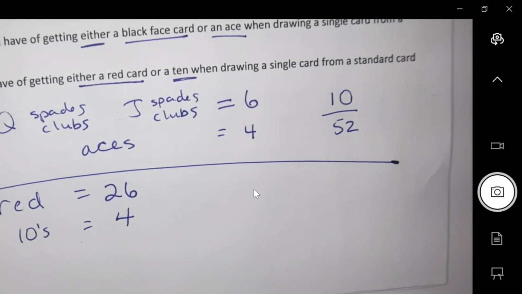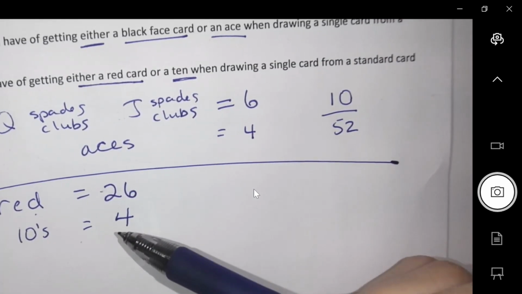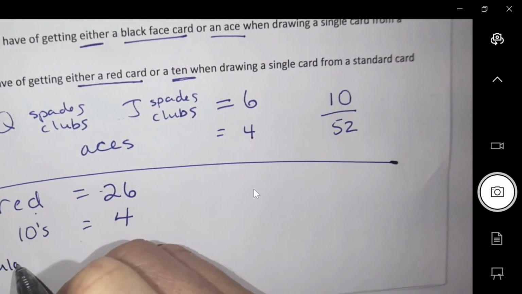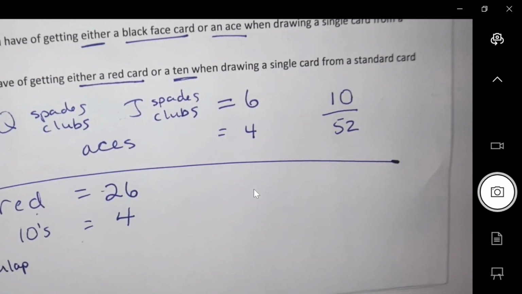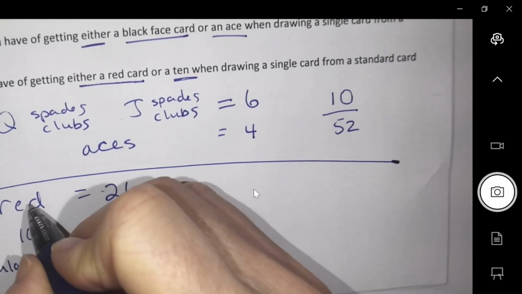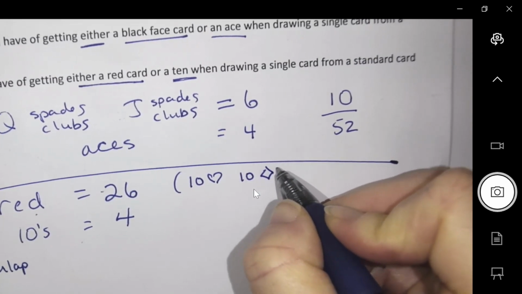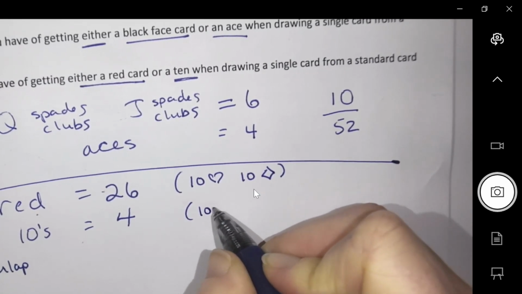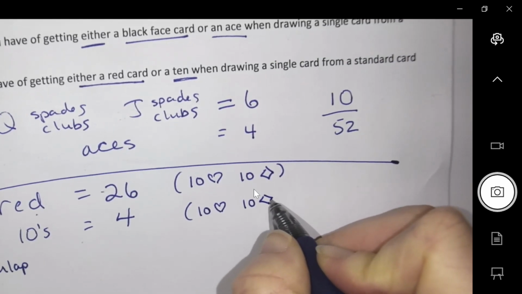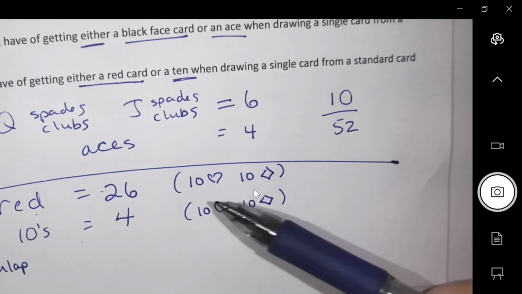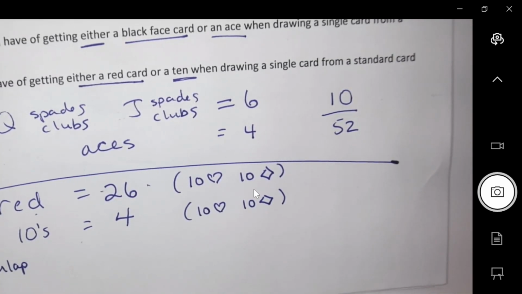But what happened here? How many red cards, how many 10s? Do you understand that I had an overlap? Because what did I do? This one would have included the 10 of hearts and the 10 of diamonds. And so did this one. So I counted the 10 of hearts and the diamonds in this and this. So I can't repeat counting them.